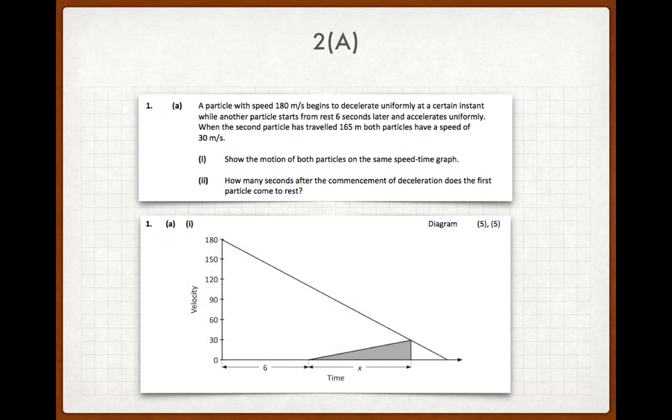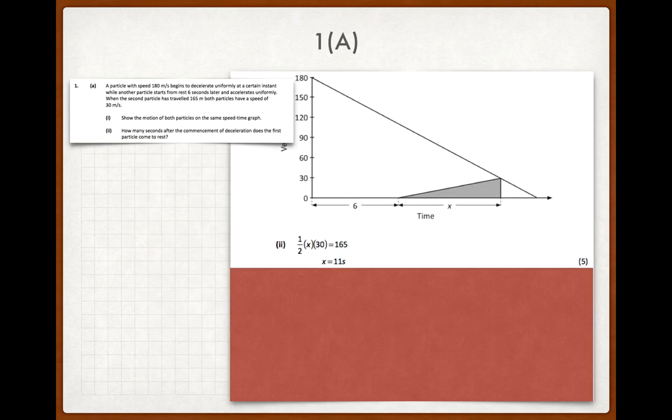And then you can see the shaded area represents the second particle that starts 6 seconds later. I dropped the vertical line down there because the shaded area is the area under the line for the second particle, and that equals 165 meters. That's very useful because if you use a half the base by the perpendicular height, so a half of x by 30, that'll equal 165. You get x equals 11. There we go, x equals 11.